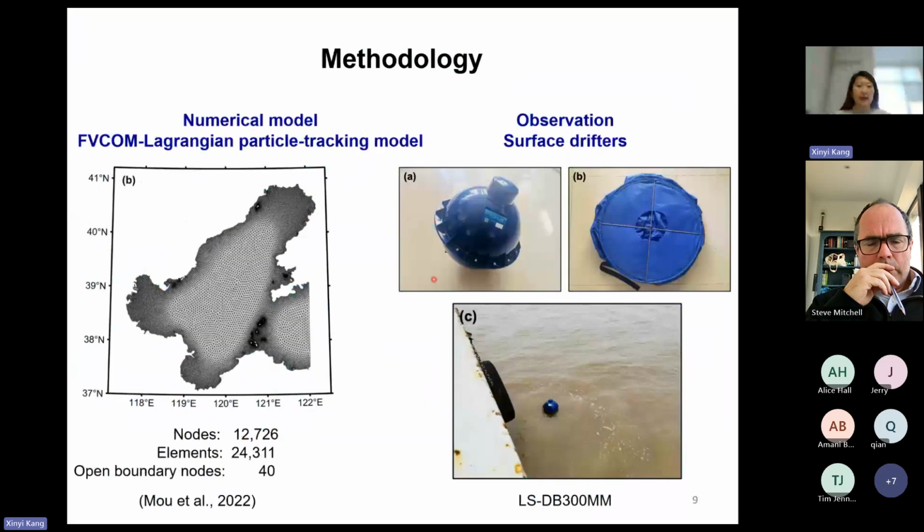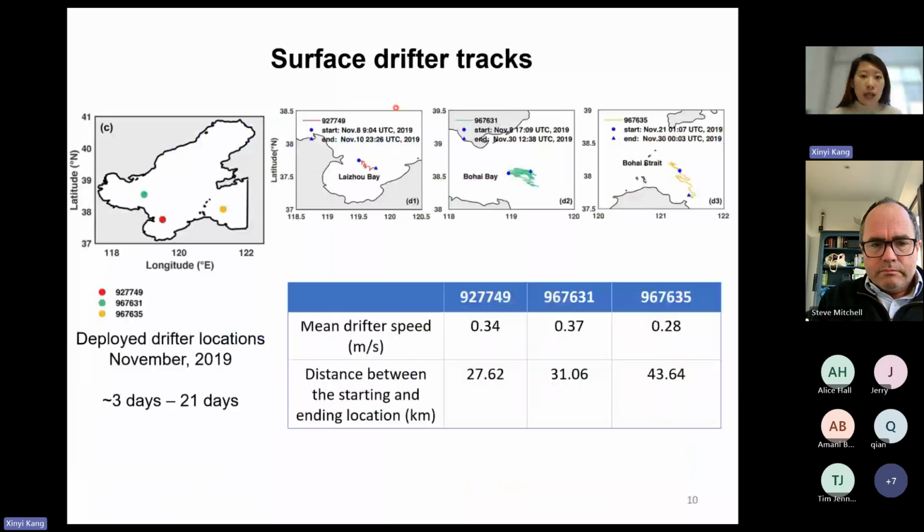And in this study, we applied both a numerical model and surface drifters. The numerical model is a Lagrangian particle tracking model, which is quite a common one for numerical studies. And first, let's take a look at the surface drifter tracks.